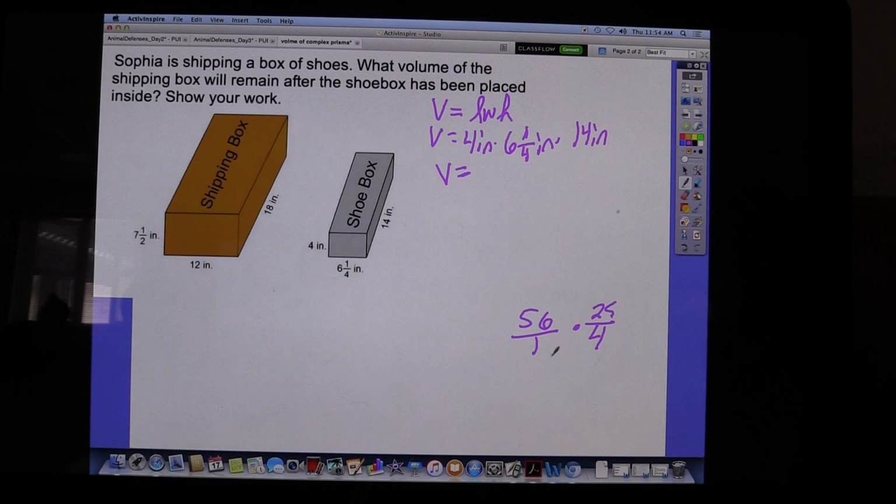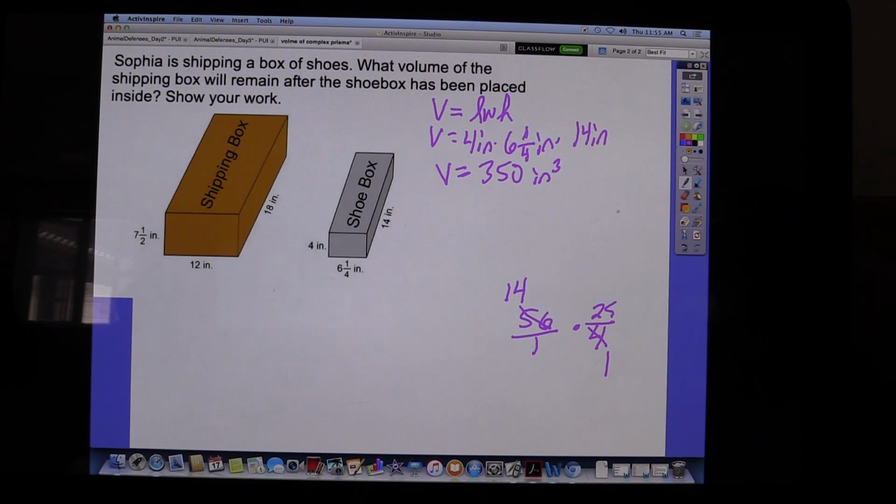And I'm going to do a little bit of cross simplification here. I can get one group of 4 out of 4, and I can get 14 groups of 4 out of 56. So now I can multiply 14 by 25. If I have 10 groups of 25, that's going to be 250. If I have 4 groups of 25, that's going to give me another 100. So that would be 350 over 1, which is 350 inches cubed. Inch times inch times inch gives inches cubed.